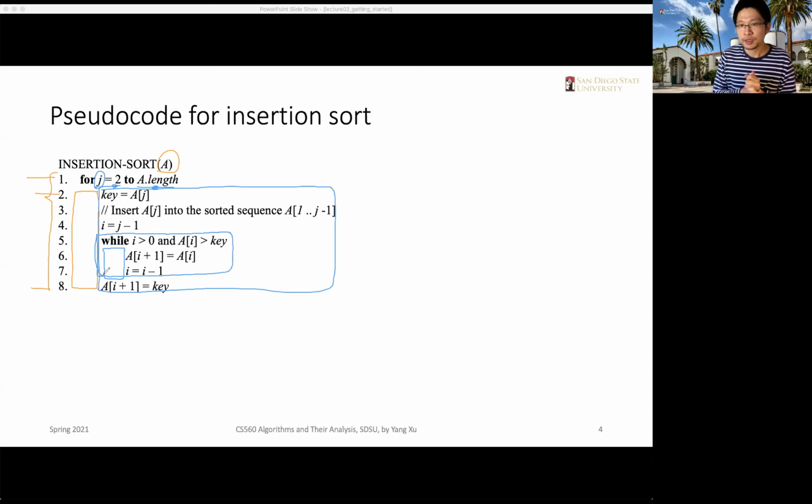Okay, so this kind of structure is what we call a nested loop structure. So it's a while loop in a for loop. In other cases, it can be a for loop in another for loop. It doesn't really differ essentially, but it's embedded.